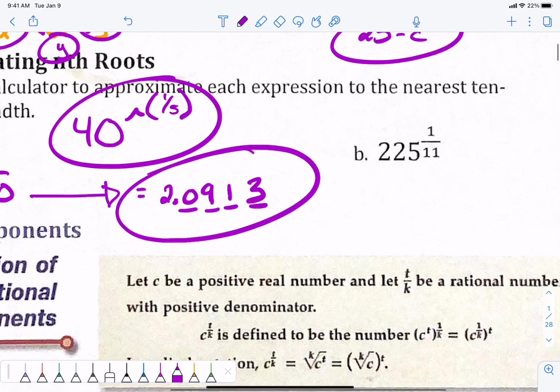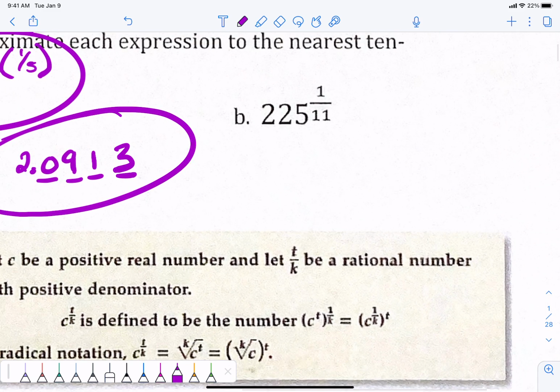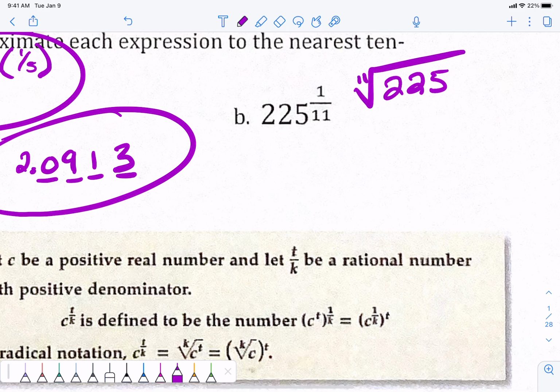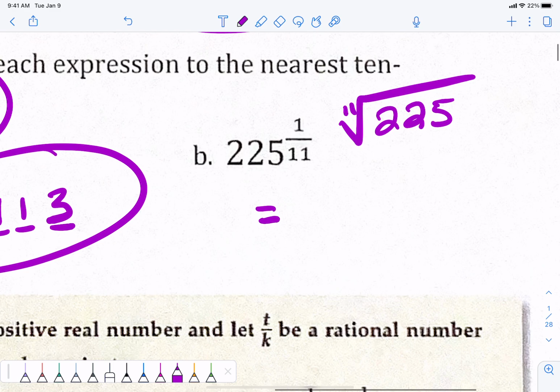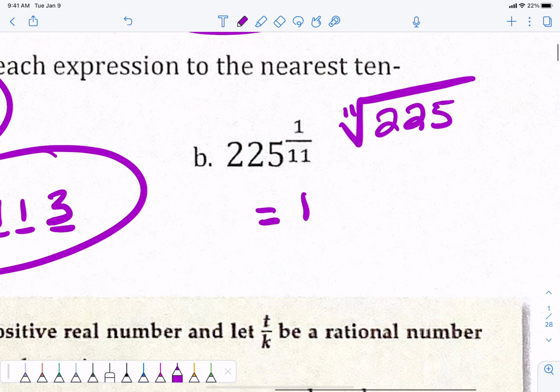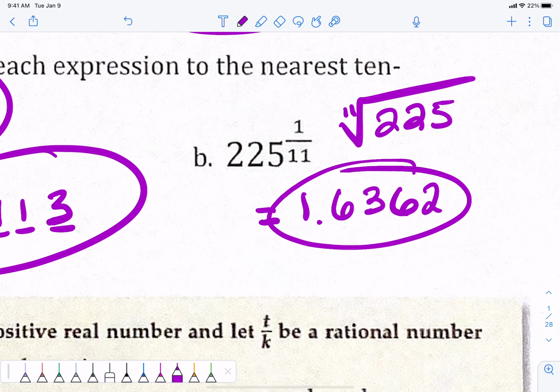Okay, square root of 50. This one is to the 1/11th power. You can literally type in 225 to the 1/11th power, or that is the 11th root of 225. We're going to go 4 decimal places. Do you want us to round? Yes. 1.6362 is rounded to 4 decimal places.